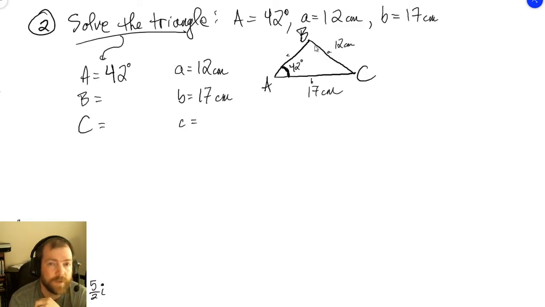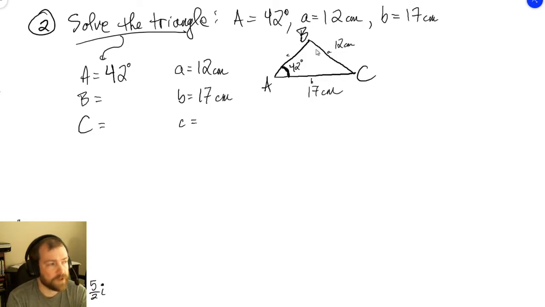Don't trust the diagram unless there is an actual right angle in there, in which case you would be able to put, okay, that's 90 degrees. But in this case, it is not 90 degrees. We don't have any information about that. So, we have to assume that both B and C are not going to be right angles.